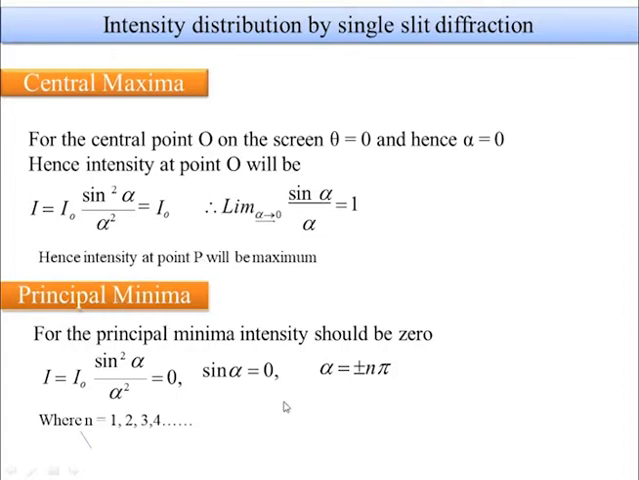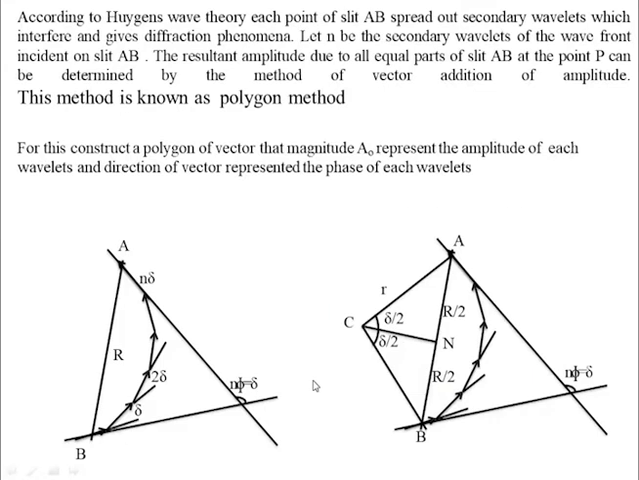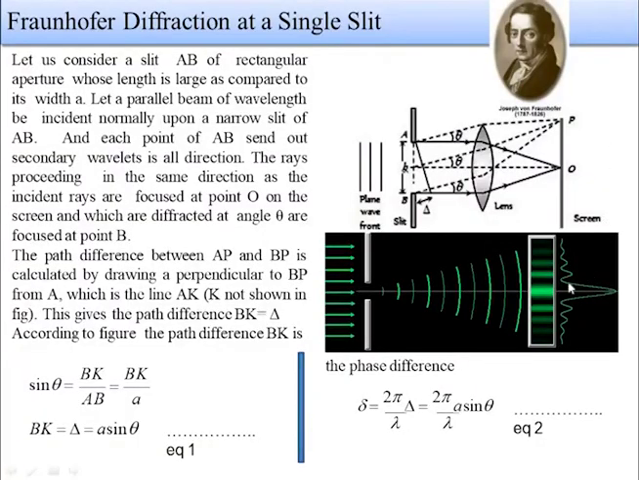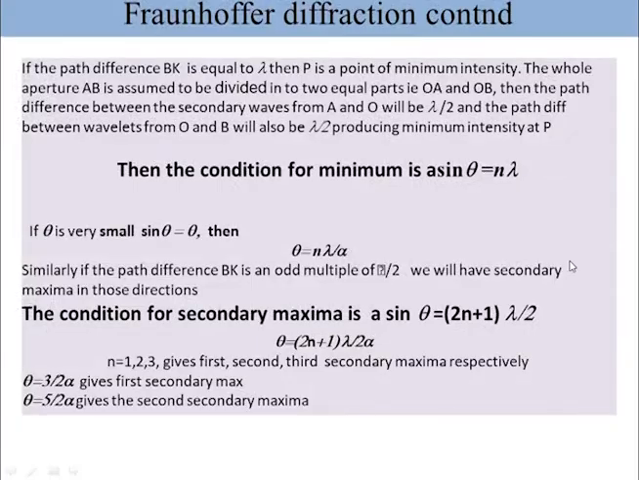And principal minima, what happens in the case of principal minima? I is equal to I0 sine square alpha by alpha square. For getting minima, our condition is alpha is equal to n pi. That is, sine pi is 0. N is equal to 0, sine 0, sine pi, sine 2 pi, sine 3 pi, sine 4 pi. For everything, the intensity becomes 0. So I'm putting n equal to 1, 2, 3, 4, 5, etc. But I'll get the minima here, the position of all the primary minima, first minima, second minima.